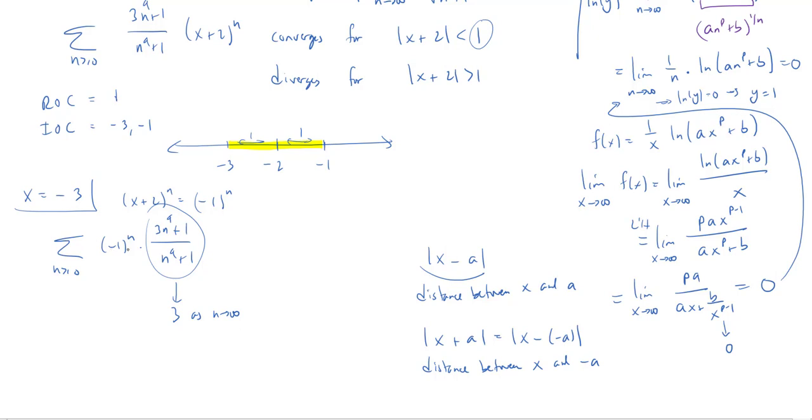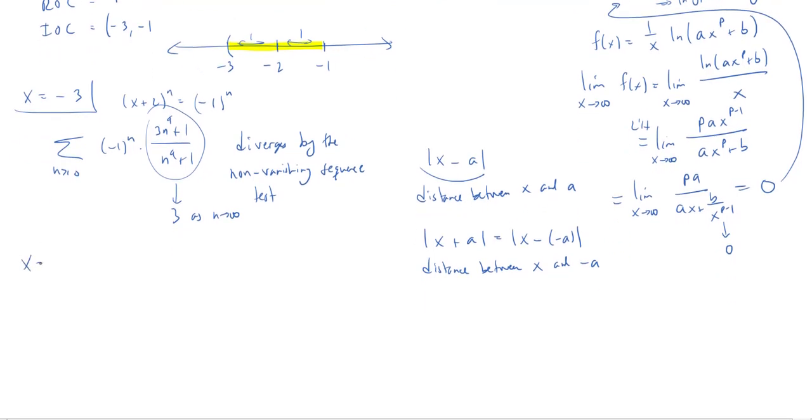Now there is an alternator, but that just means that this thing is alternating between things close to 3 and things close to negative 3. And we know by the non-vanishing sequence test that we need the limit to be going to 0. And so this diverges by the non-vanishing sequence test. So we actually get to put a parenthesis on the end here. So our left side of the interval of convergence will have a parenthesis.